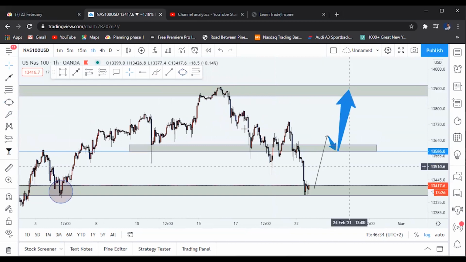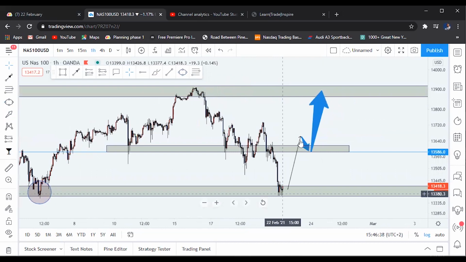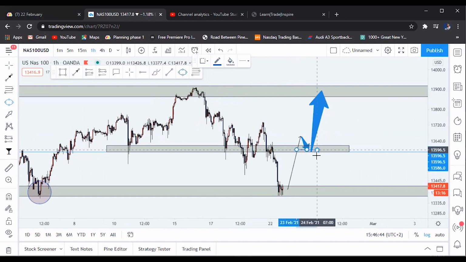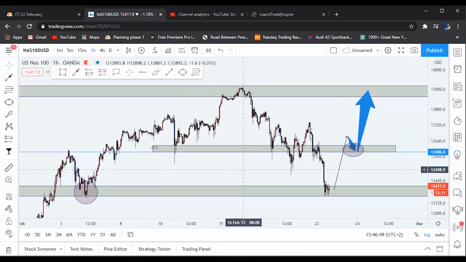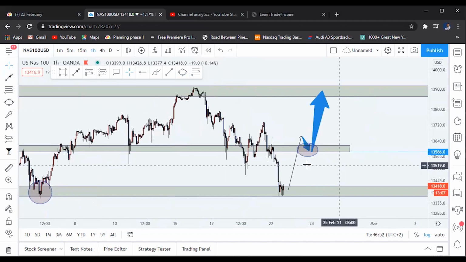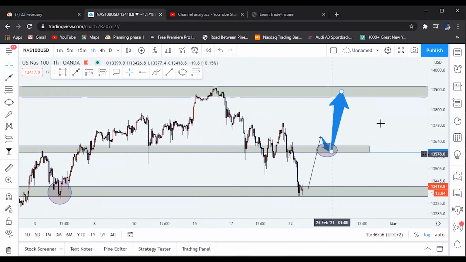So our bias on Nasdaq is very bullish for now. We're looking to buy Nasdaq as we see the market comes and tests these areas here. Then that's when we're going to be looking for our confirmation. I don't want to go deep into our strategy, but this is where we look for the other confirmation that we use so that we can take this trade.